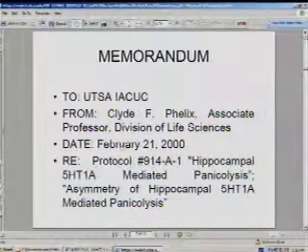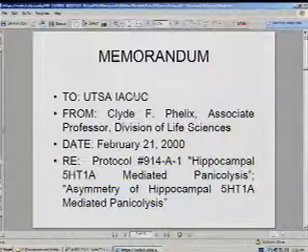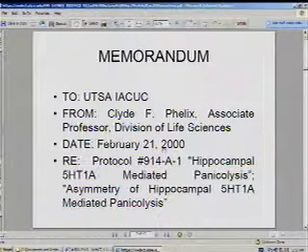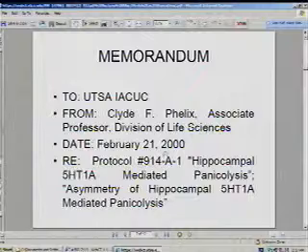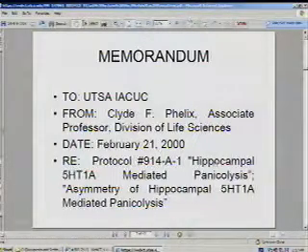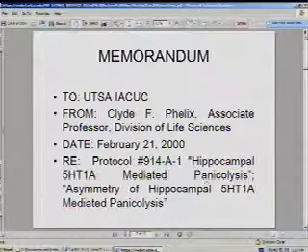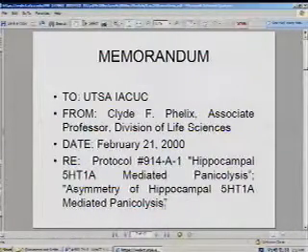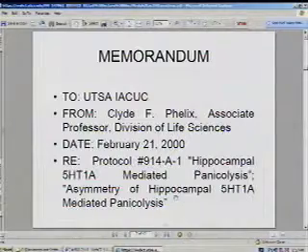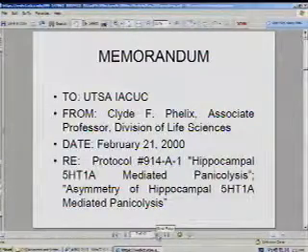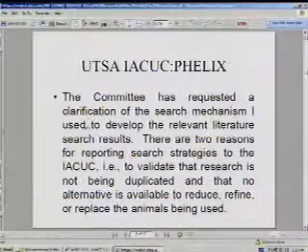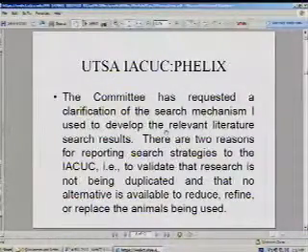So let's take a look at a feedback on that IACUC proposal that I had put in. This was a memorandum 5 years ago at the time of recording here, but still the matter is very basic and will continue, if not in the same format, in some format throughout the future. So there's a protocol number, a title, the hippocampal 5-HT1A mediated panicolysis. Sounds similar. And the other one was the asymmetry of hippocampal 5-HT1A mediated panicolysis. So if you recall the readings of the experimental designs, you see how these titles are associated with what was proposed. The committee has requested a clarification of the search mechanism I used to develop the relevant literature search results.